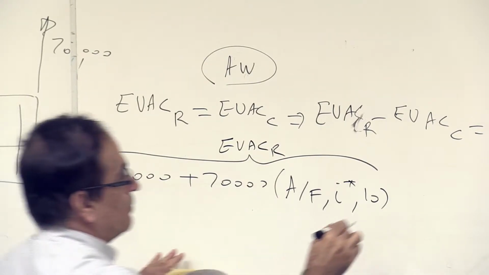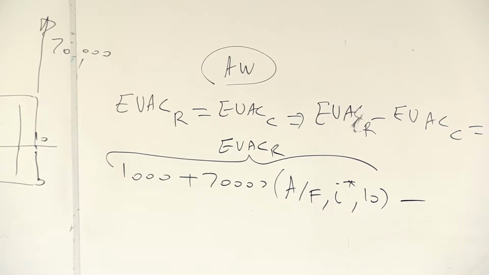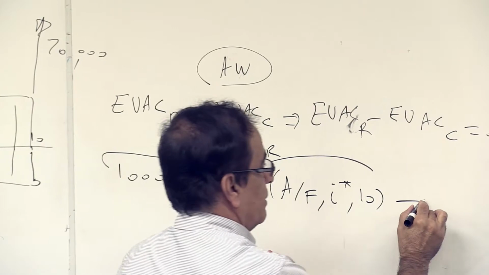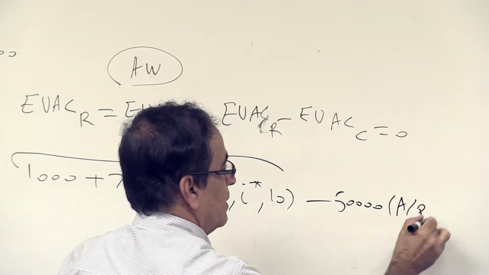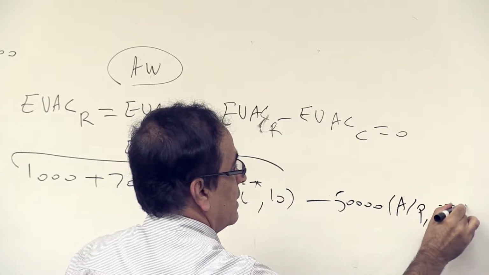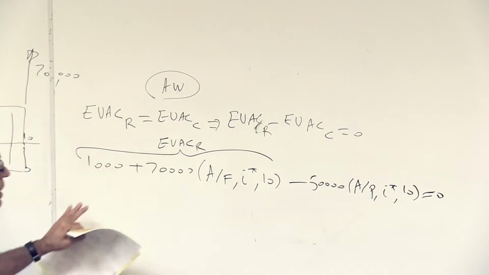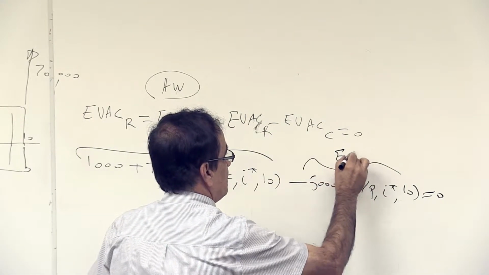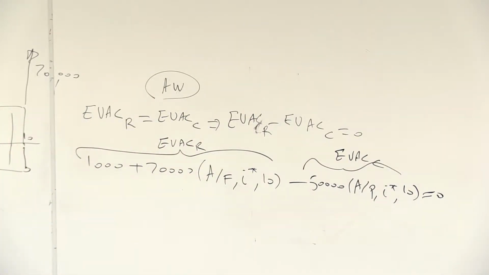Now we're going to subtract the first cost. $50,000 is not uniform, so we're going to make it uniform by multiplying by A given P, i star, and 10 periods. And we're going to set it equal to 0, because this is the EUAC for cost, your first cost. So this is my rate of return equation. I have to solve this equation.